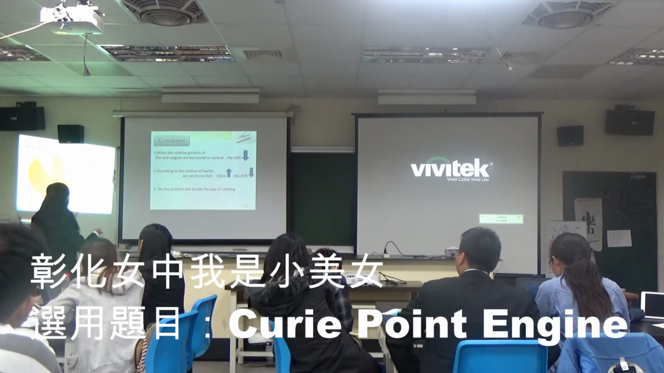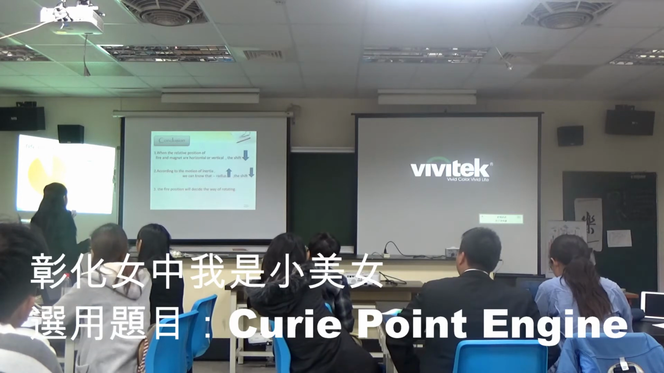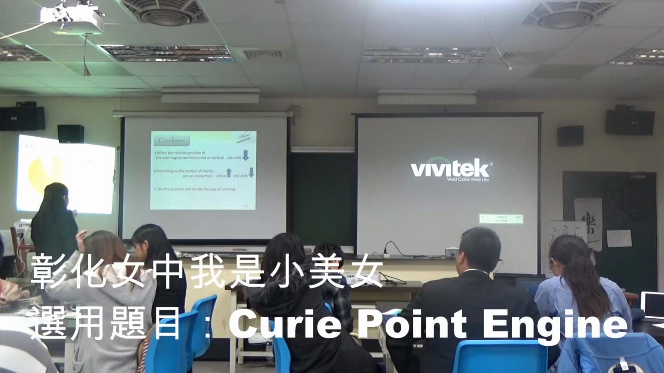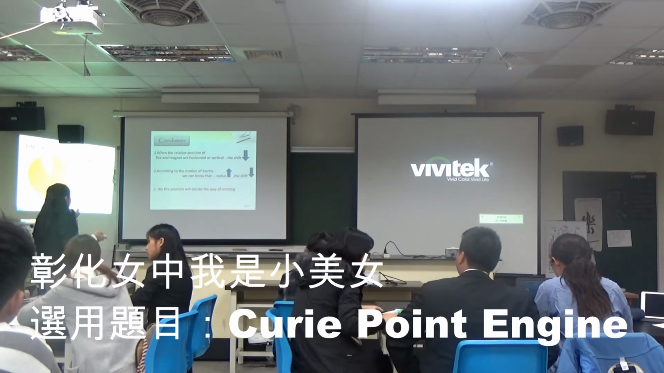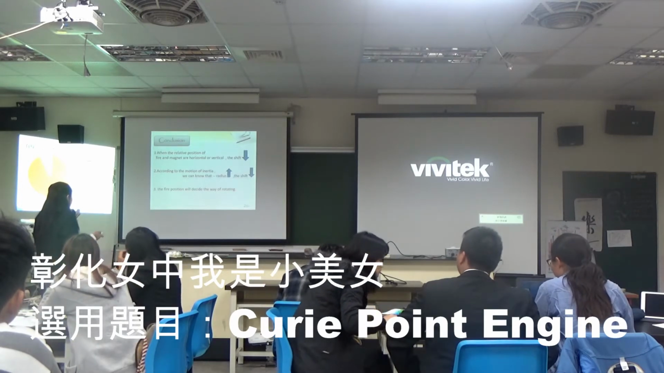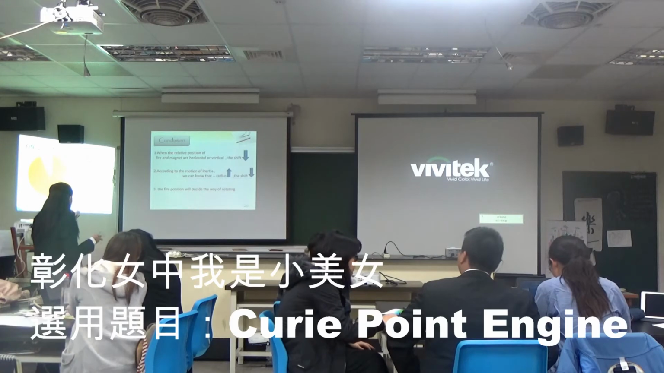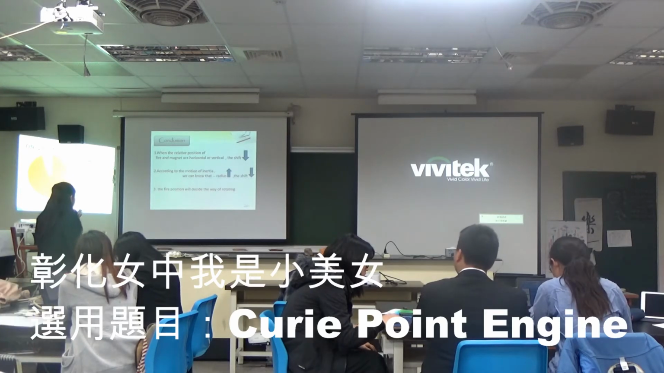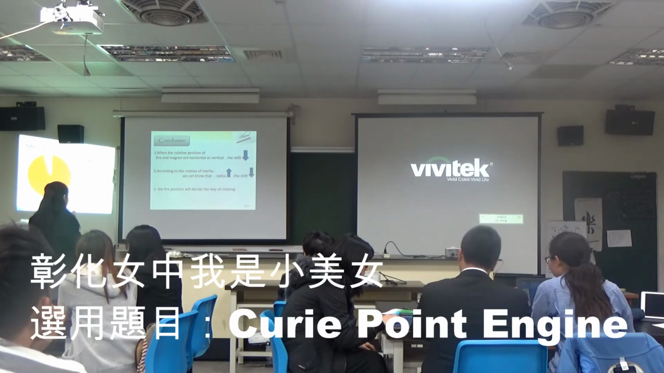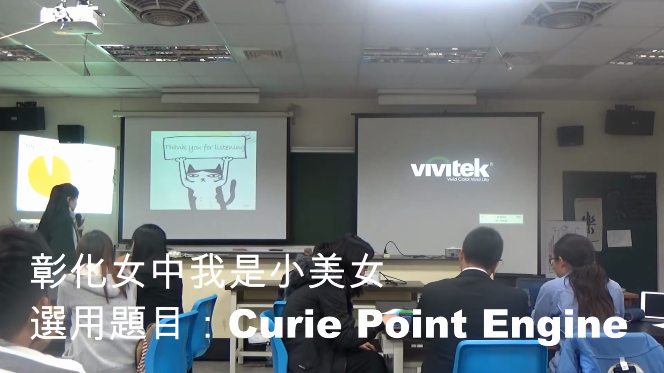That's my last conclusion. When the relative position of the fire and magnet are horizontal or vertical, the shift will go down. And according to the moment of inertia, we can know that if the radius is bigger, then the shift will become smaller. And the last conclusion is that the fire position will decide the way of rotating. Okay, that's my report. Thank you for listening.